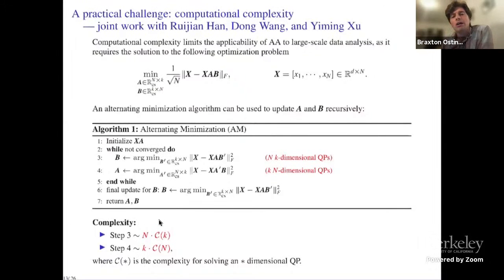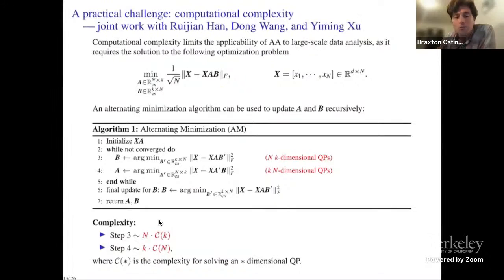Now I want to shift gears a little bit and talk about algorithms for computing archetypal analysis and the computational complexity of them. This is actually one of the limits of the applicability of AA to large-scale data analysis, because this is a very expensive problem to solve. I have to solve this optimization problem, which I presented before as the algebraic version of the problem.